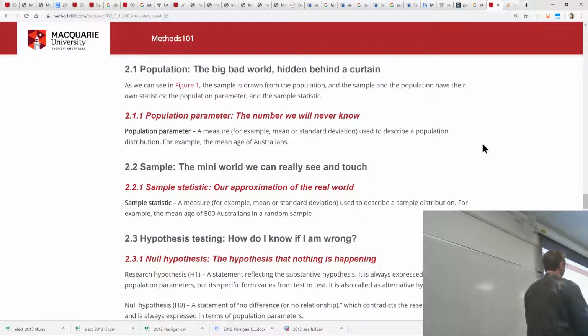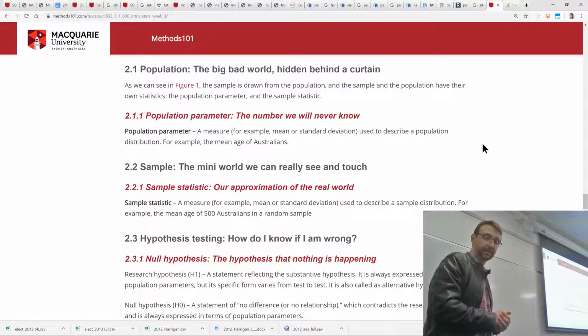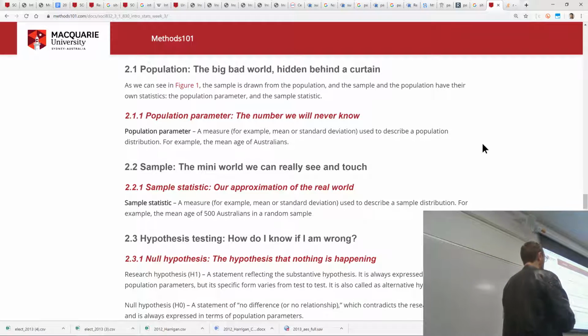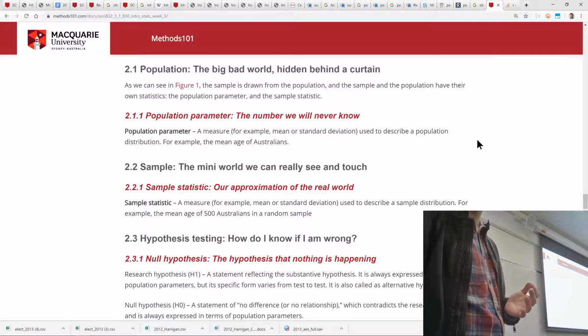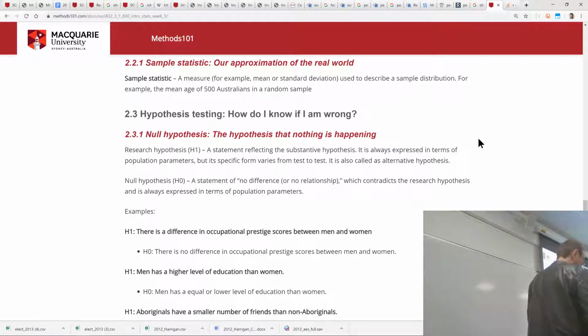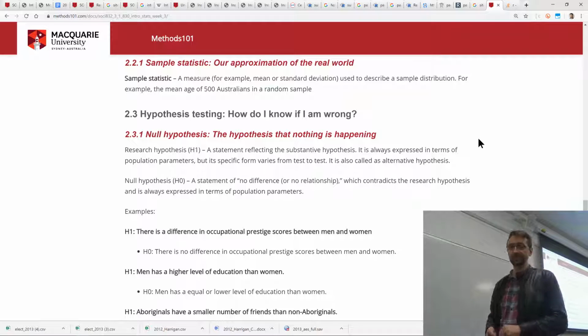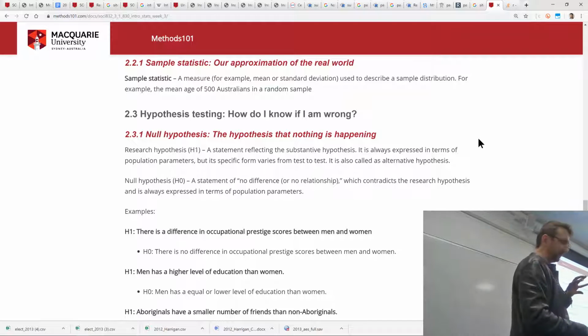The sample is the mini world we can really see and touch. Within that, we calculate a sample statistic. I might use this room as an indicator of all Macquarie University students, and therefore from you I can deduce about how much coffee everyone drinks. They're very simple concepts. The point is that they end up being very important as we move up the scale and go through various layers of concepts.